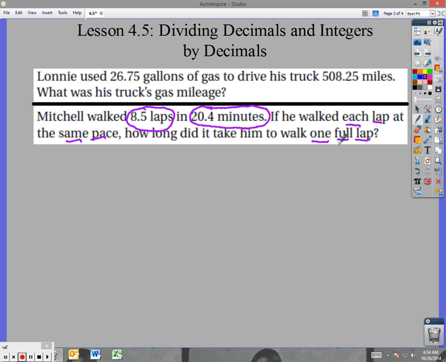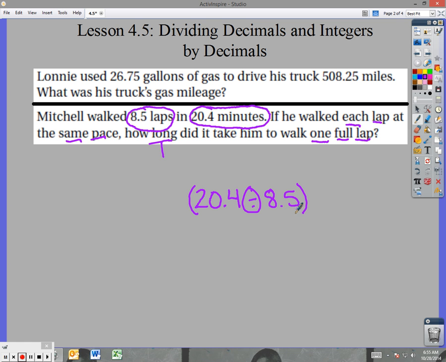Now let's see, what am I doing here? I want to see how long, so I'm trying to figure out time. It would make sense that I would take the time, which is 20 4/10 minutes, and divide it by how many laps I did, which was 8 5/10 laps, or 8.5 laps, and see how long that would give me to just do one full lap. There is your setup.